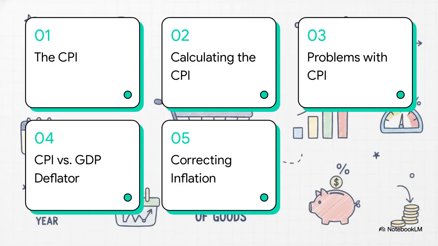Okay, let's map out exactly how we're going to tackle this. First up, we'll look at what the Consumer Price Index actually is. Then we'll walk through how it's calculated, dive into its, let's call them quirks, compare it against the GDP deflator, and finally, figure out how to use it to correct for inflation. Let's get right into it.